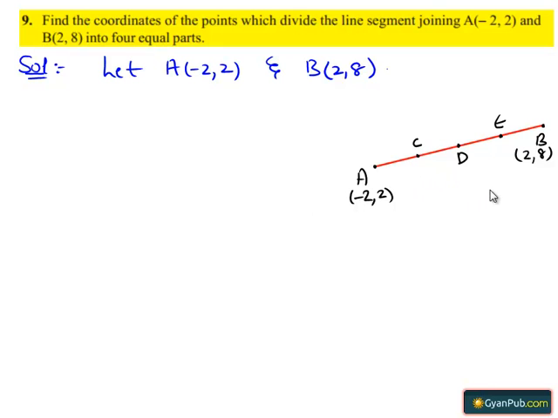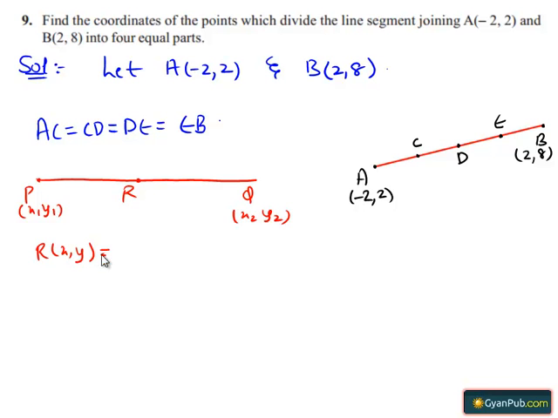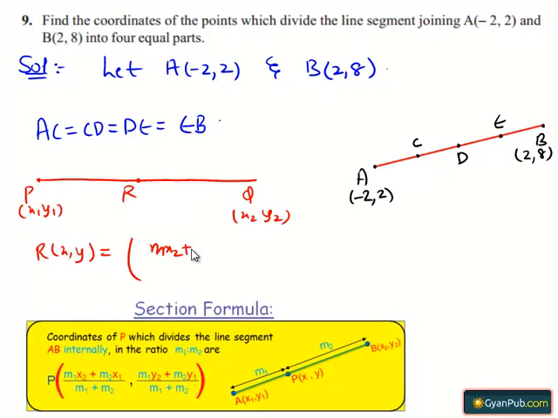Let C, D and E be the points such that AC equals CD equals DE equals EB. We know that the coordinates of the point R which divides the line segment joining P(x1, y1) and Q(x2, y2) is given by R(x, y) equals (mx2 plus nx1) whole divided by (m plus n), (my2 plus ny1) whole divided by (m plus n).